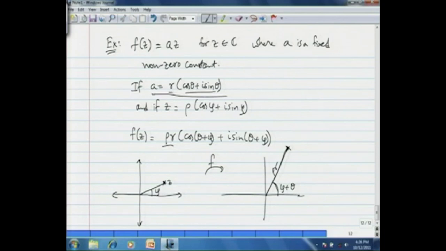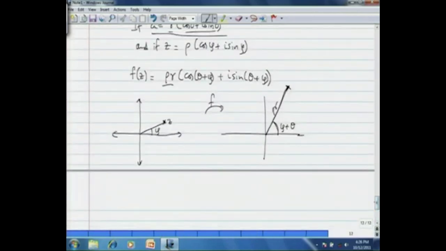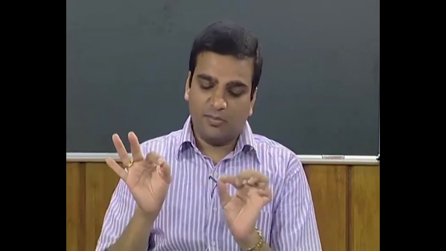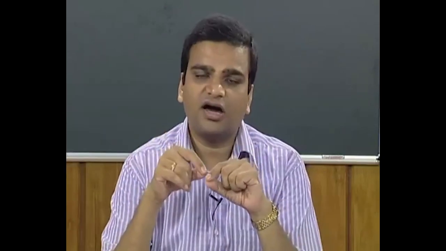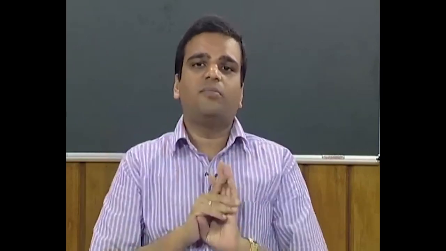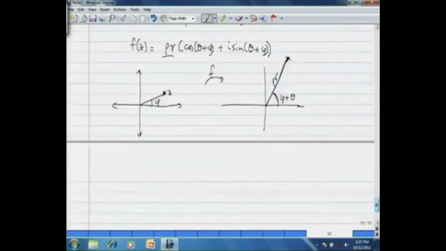So, the way to visualize f is that it elongates a given vector z or contracts it appropriately depending on whether r is greater than 1 or less than 1, and rotates the whole of the complex plane. So, it rotates the complex plane by an angle theta, where theta is this fixed angle coming from a. That is the visualization of this function a z.